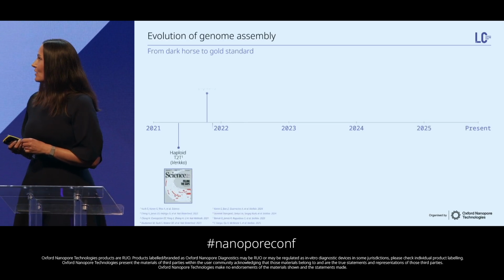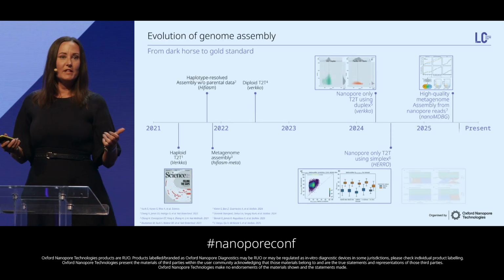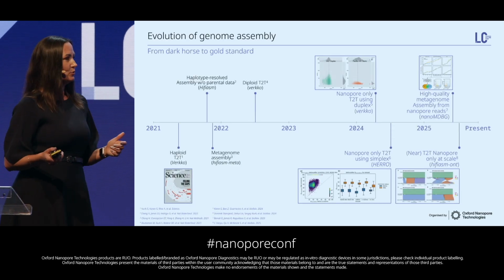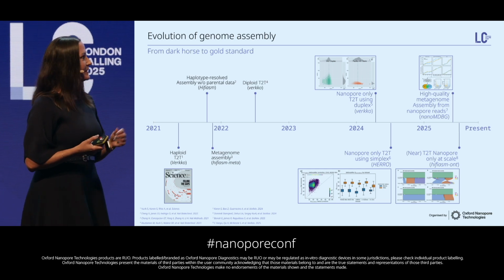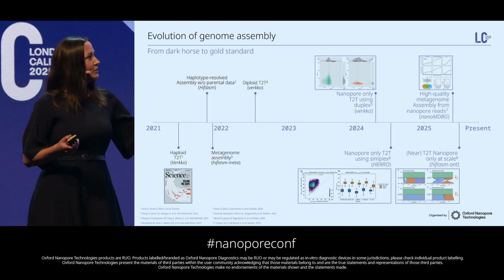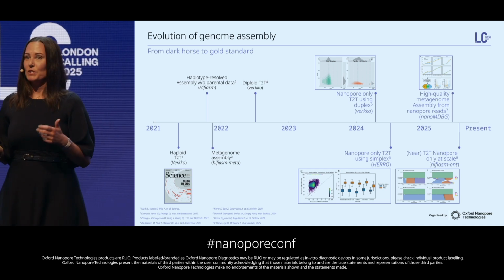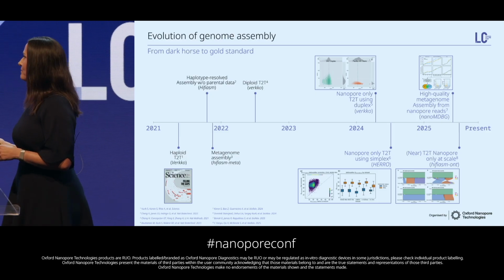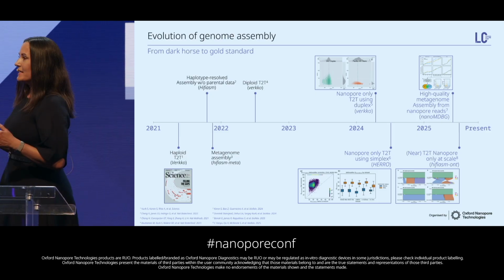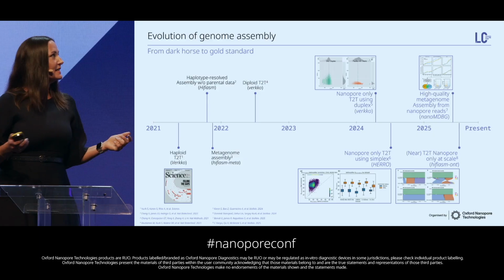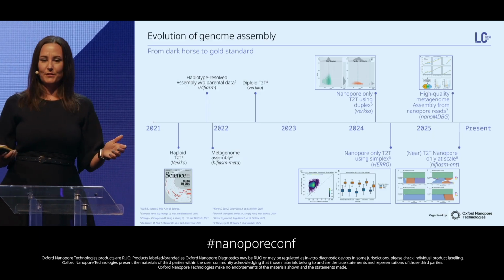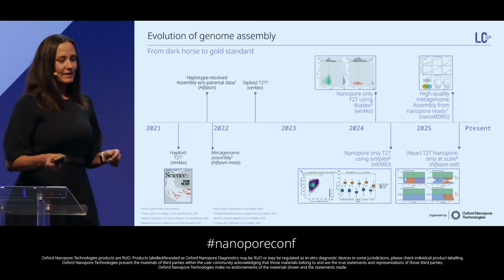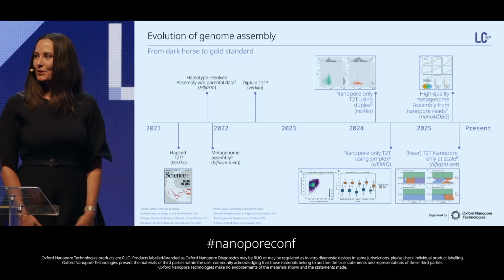To help tackle all of these problems, in the last year or so, we've really had the community bring some amazing tools out. In the last year, these 4 tools that we mentioned here have just changed the way that we can do genome assembly with nanopore sequencing. And that's taken us from being a dark horse in assembly to being the new gold standard. But don't just take my word for it. Sean is going to tell you exactly how that works.